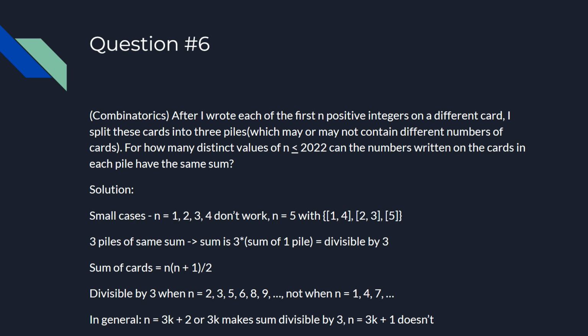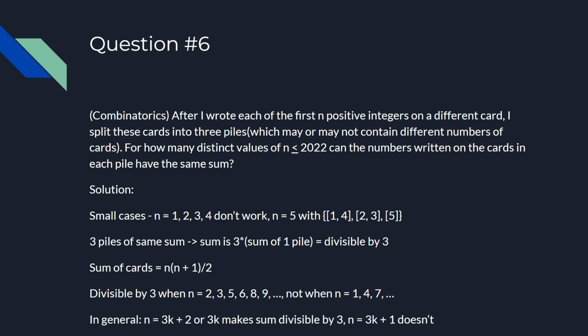Finally, there's problem 6. When I wrote each of the first n positive integers on a different card, I split these cards into 3 piles, which may or may not contain different numbers of cards. For how many distinct values of n less than 2022 can the numbers written on the cards in each pile have the same sum? It's definitely the hardest question in the contest so far. Even harder than question 2 probably. Maybe we can start small.